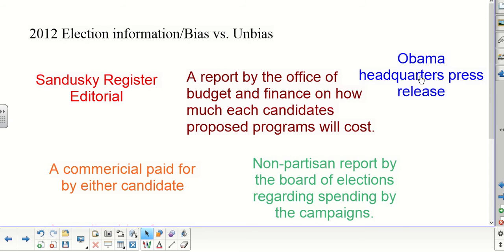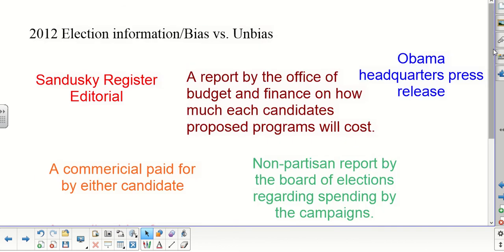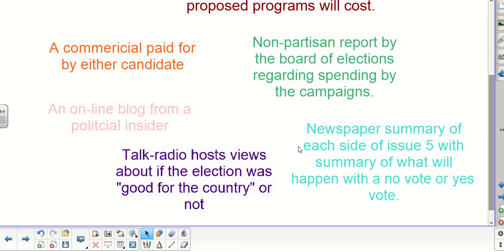Obama headquarter press release. So the president issues a press release. Now, it could be Obama in 2012, or it could be Donald Trump in 2020. But when the president issues a press release, it's from their perspective. It's biased. It's their opinion. So what we've got to figure out is, like, who's just giving us facts? So we'll look at some of these other examples.